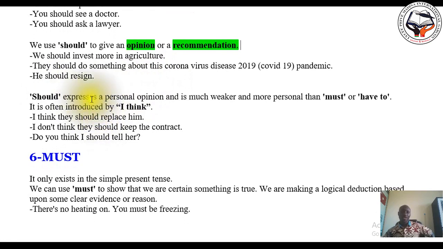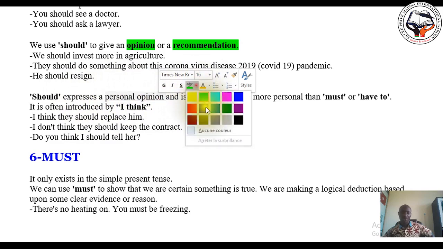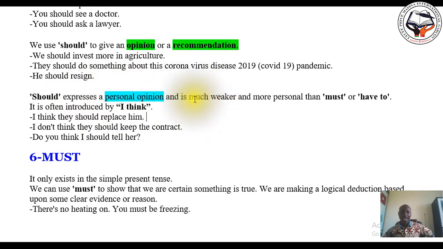Okay, should expresses a personal opinion. Should expresses what? A personal opinion. Should expresses a personal opinion, and is much weaker and more personal than must or have to. You see, okay, much weaker.